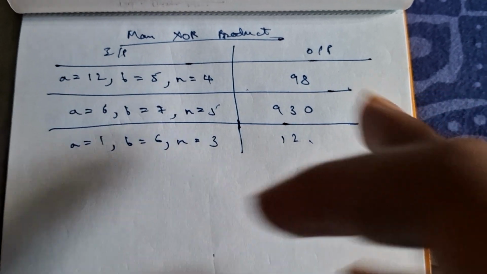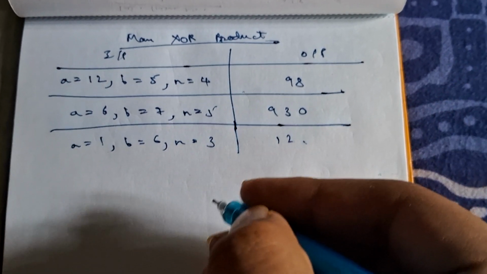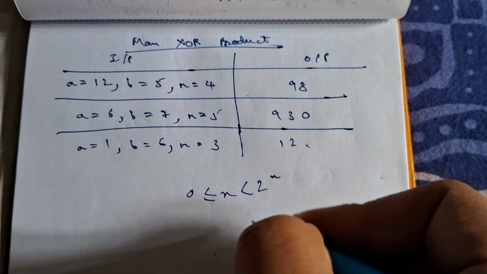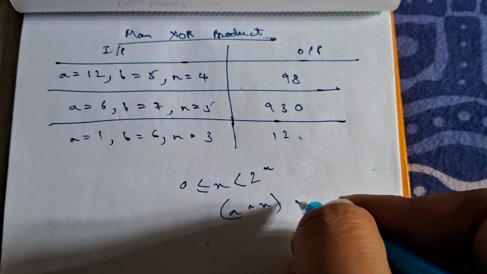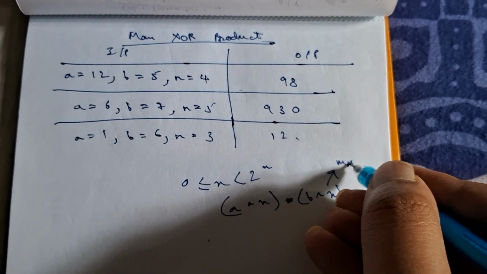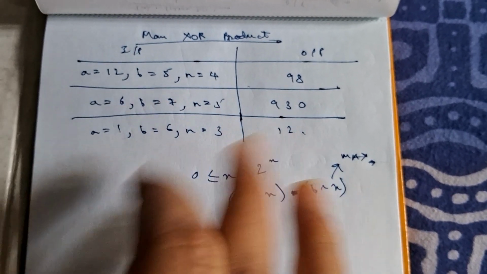So the problem statement is very simple. You're given A, B, and N, and you have to choose a number X which is in this range, such that (A XOR X) times (B XOR X) is maximized. It has to be maximized. So the problem statement, as evident, is very simple.